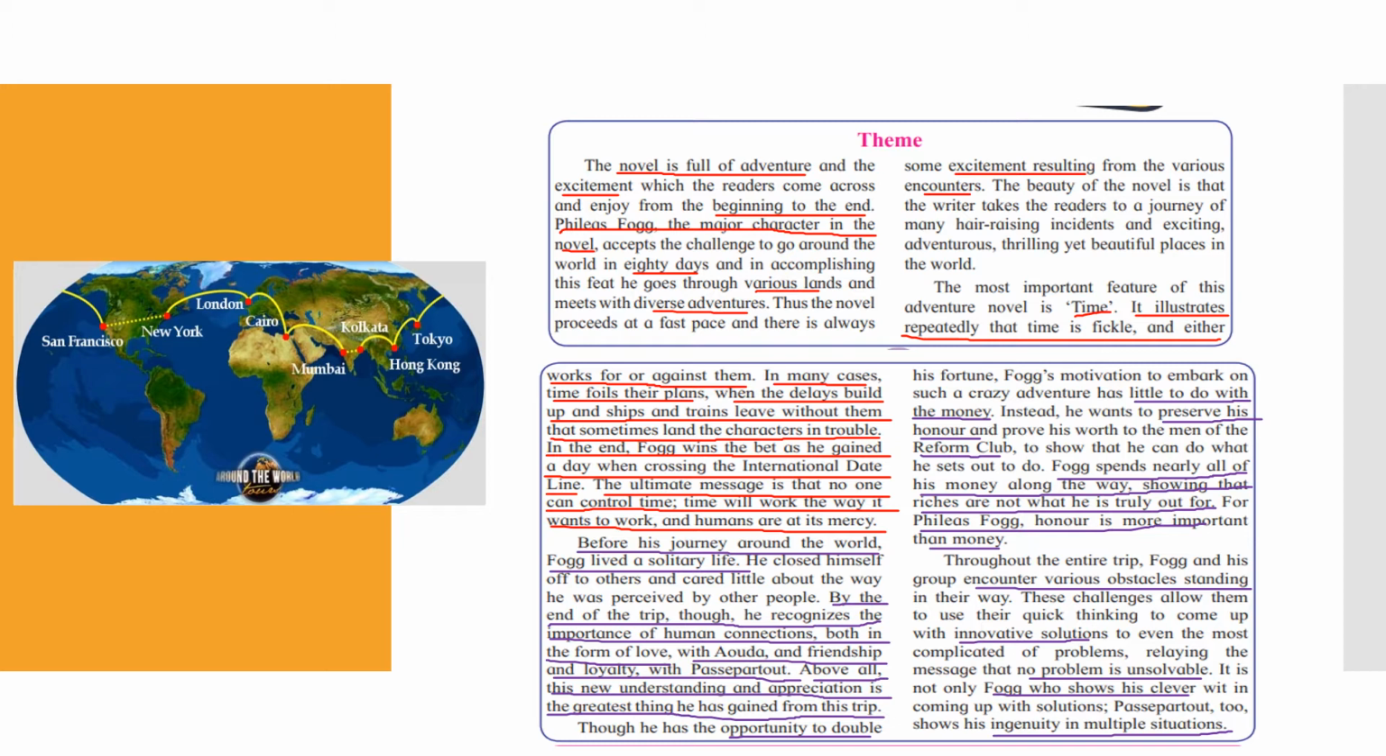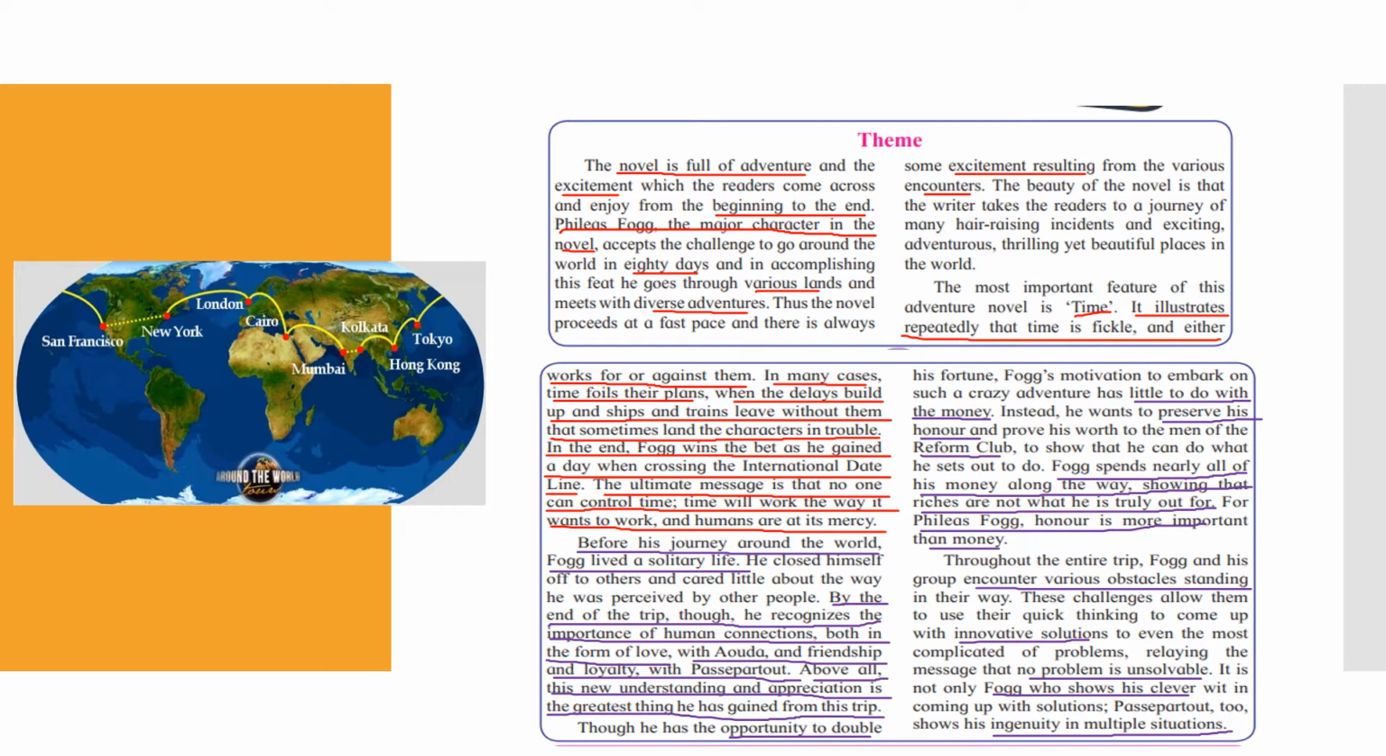Though he has the opportunity to double his fortune, Fogg's motivation to embark on such a crazy adventure has nothing to do with the money. He wants to preserve his honor and prove his worth to the men of the Reform Club. So Fogg spends nearly all the money along the way, showing that riches are not what he is truly out for, but what is more important than money is his honor.